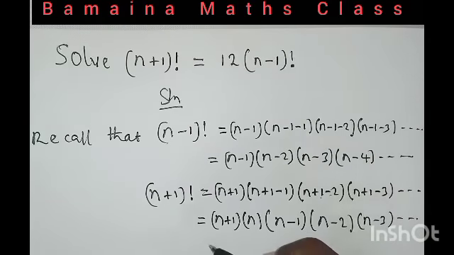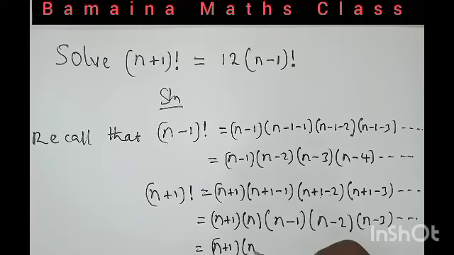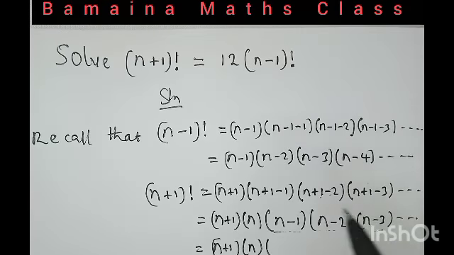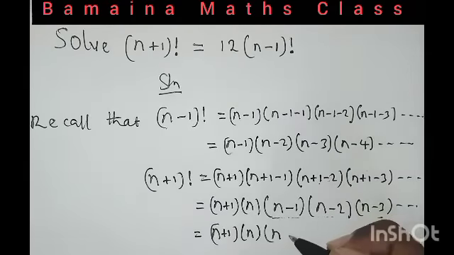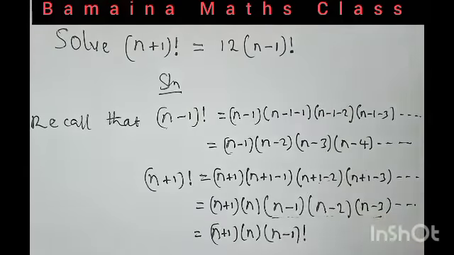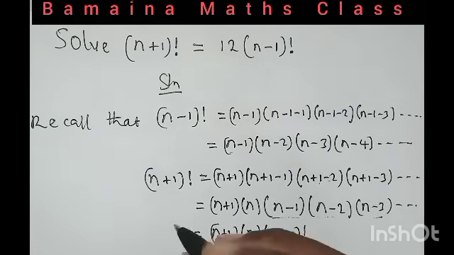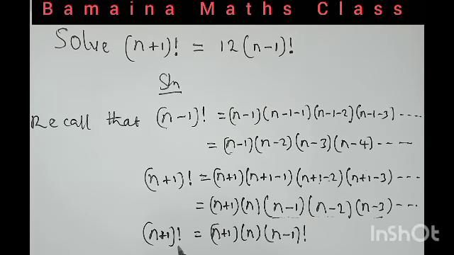So now this is the same thing as (n+1) × n, then from here to here is the same thing as (n−1)!. So the whole of this is the same thing as (n−1)!. So this (n+1)! is the same thing as (n+1) × n × (n−1)!.